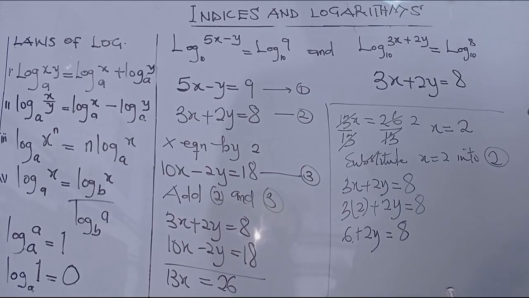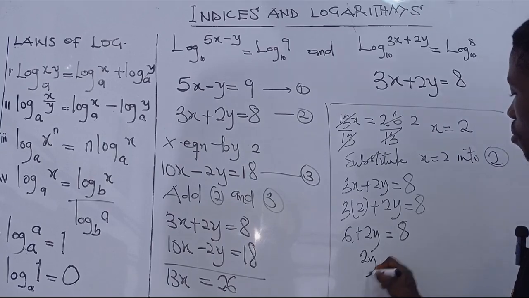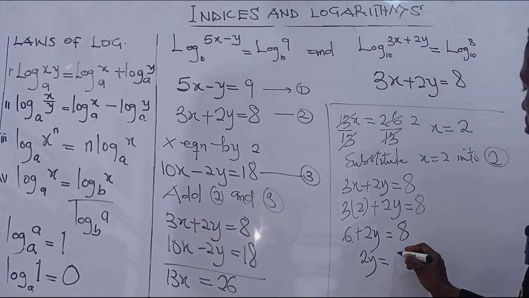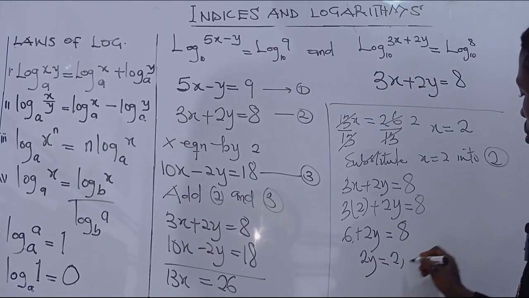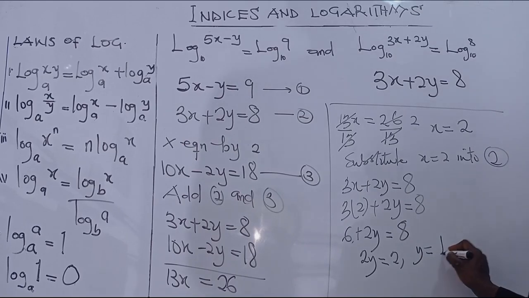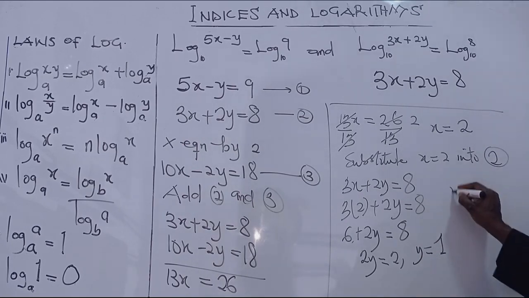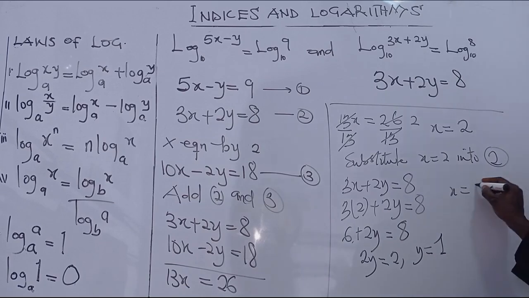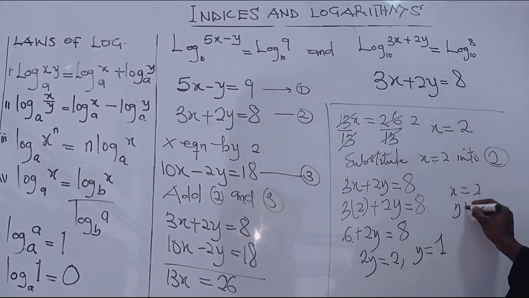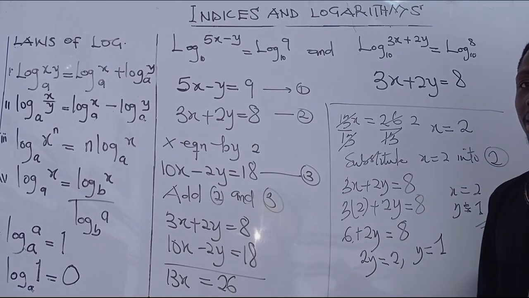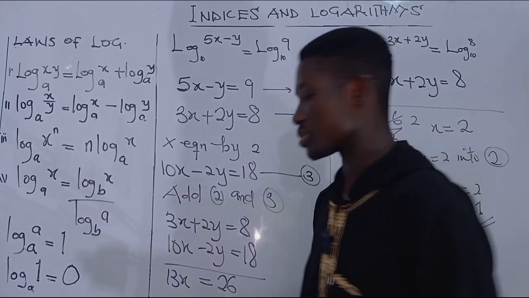We are looking for the value of y. So let's bring 6 to the other side. We have 2y is equal to 2. So you can say y is equal to 1. So the value of x that satisfies the equations is 2, and the value of y that satisfies the equations is 1. As easy as that. Let's look at another example.